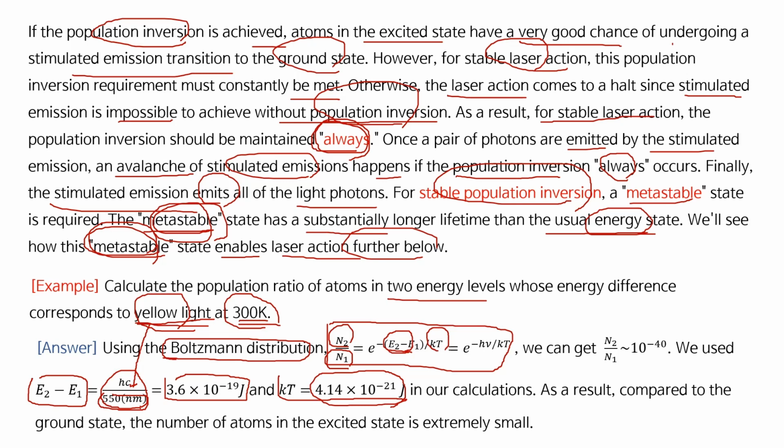If we put this E2 minus E1 here, and the thermal energy here, we can finally get the ratio of number of atoms in the two energy states, which is given by 10 to the minus 40. So the number of atoms in the excited state is very small compared to the number of atoms in the ground state. As a result, compared to the ground state, the number of atoms in the excited state is extremely small.